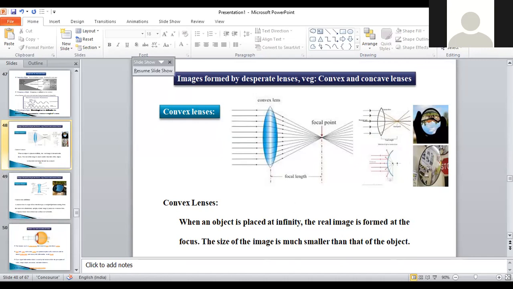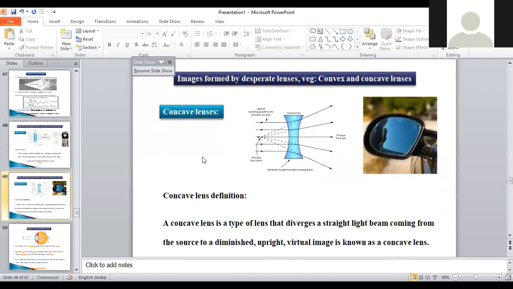Now let us see the second possibility, the concave lens. A concave lens diverges the straight light coming from the source, and it gives an image smaller in size. A diminished image is generated, and the image is upright only. Whatever image we take, there is no change in its structure; it is retained.